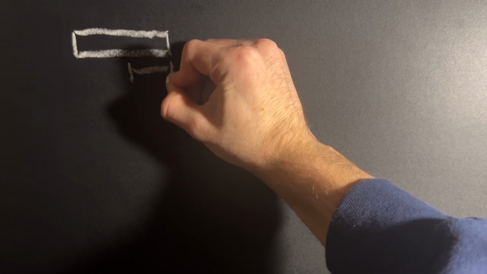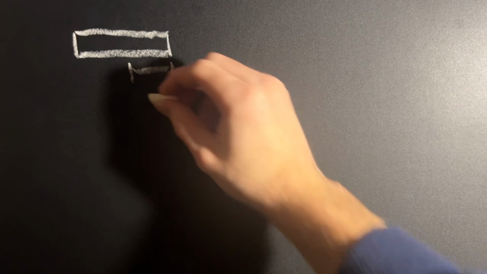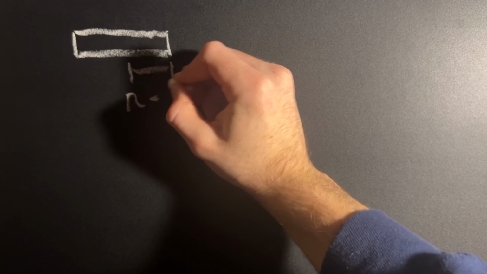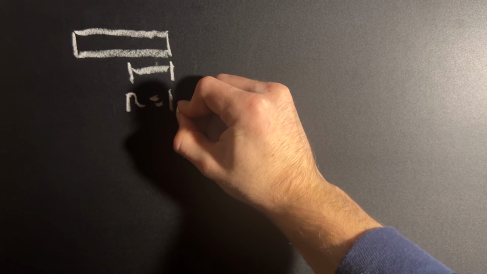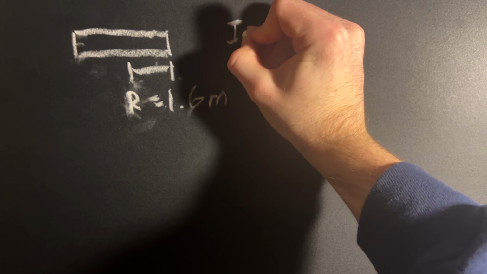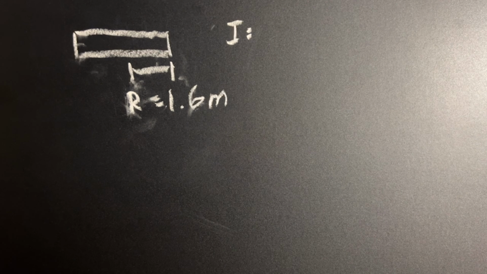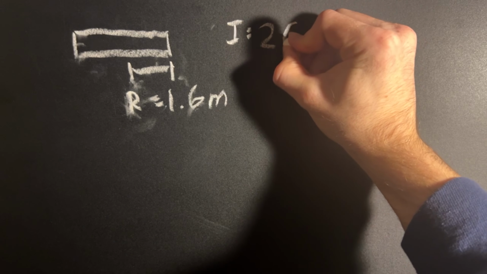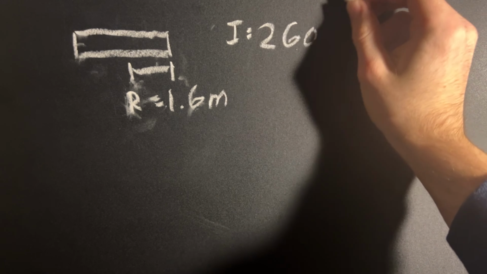So from the center to the outer circumference, R equals 1.6 meters. Now the moment of inertia for this merry-go-round is already measured to be 260 kilograms meters squared. So I'll write it up here. Your I value, your inertia, is equal to 260 kg times meters squared.